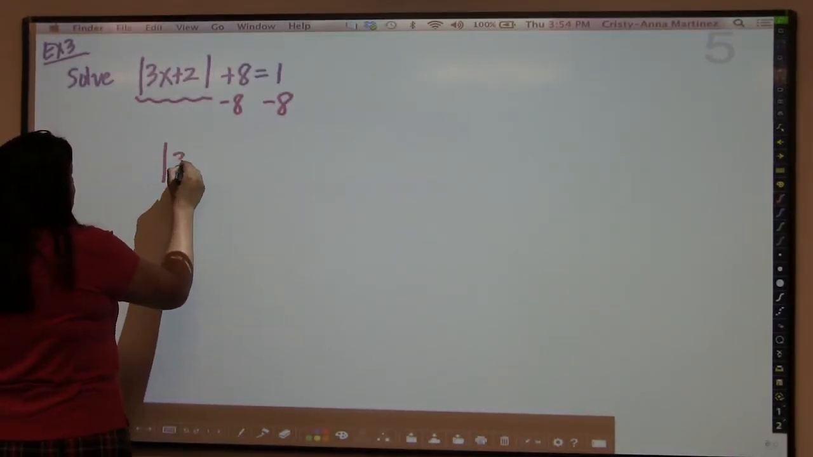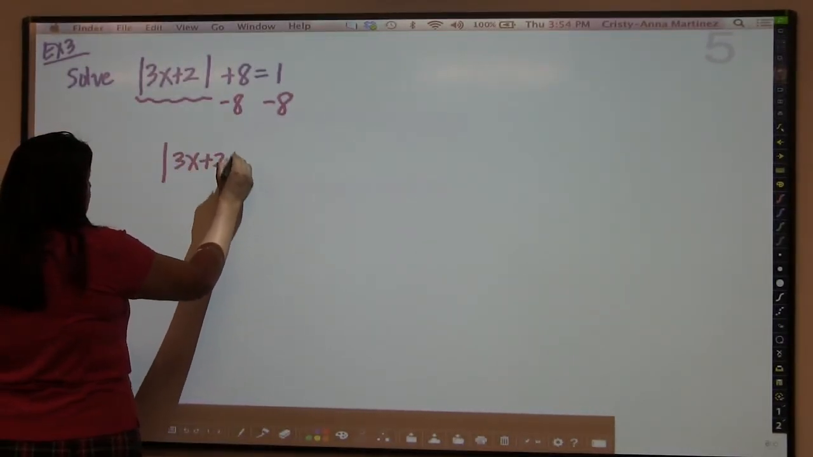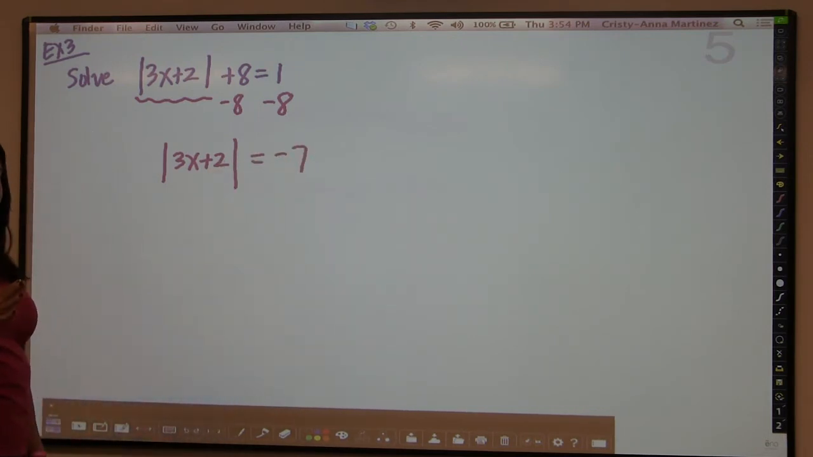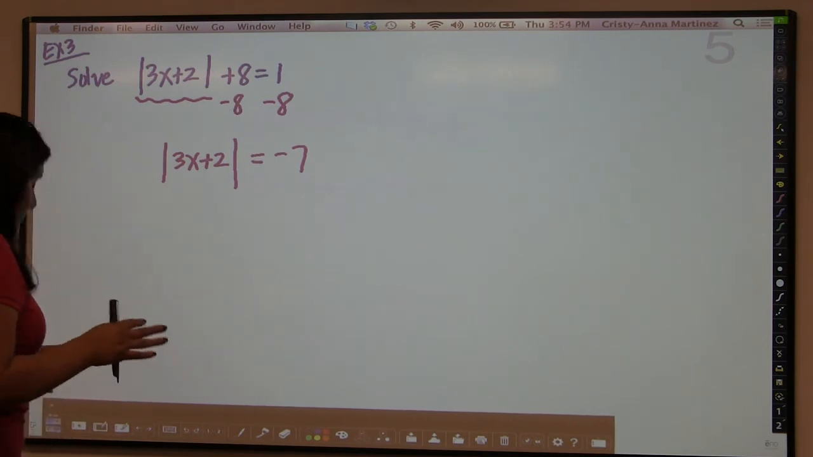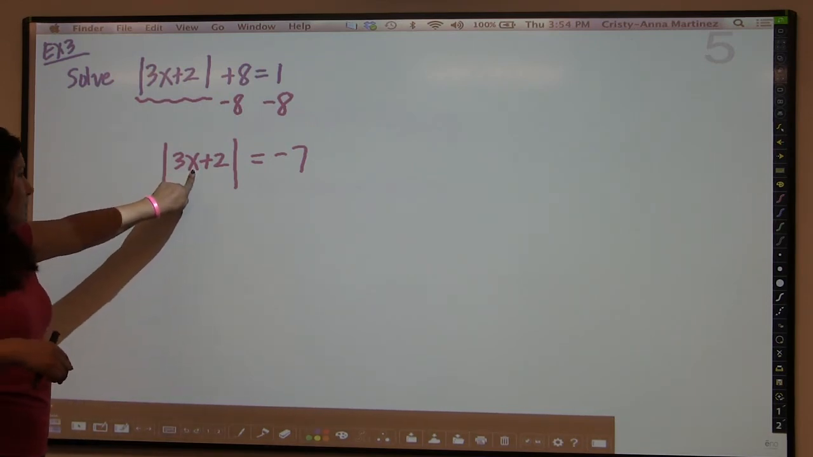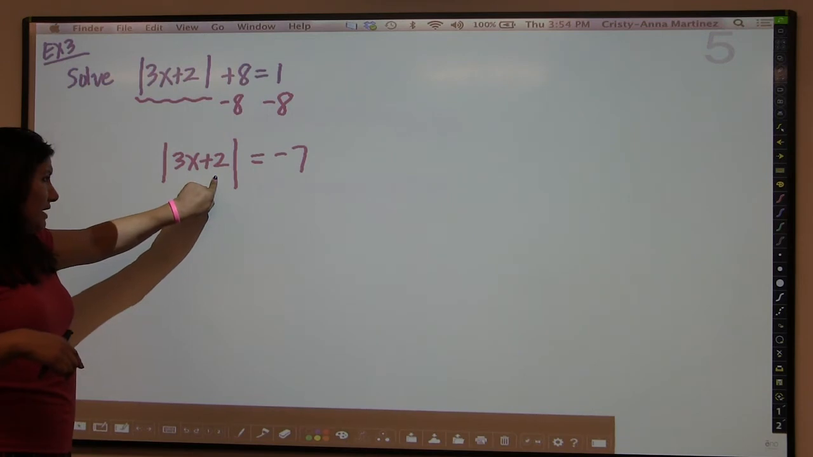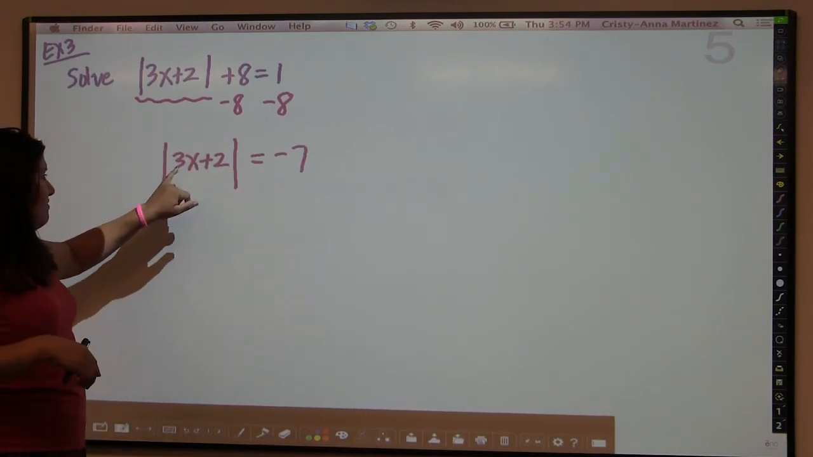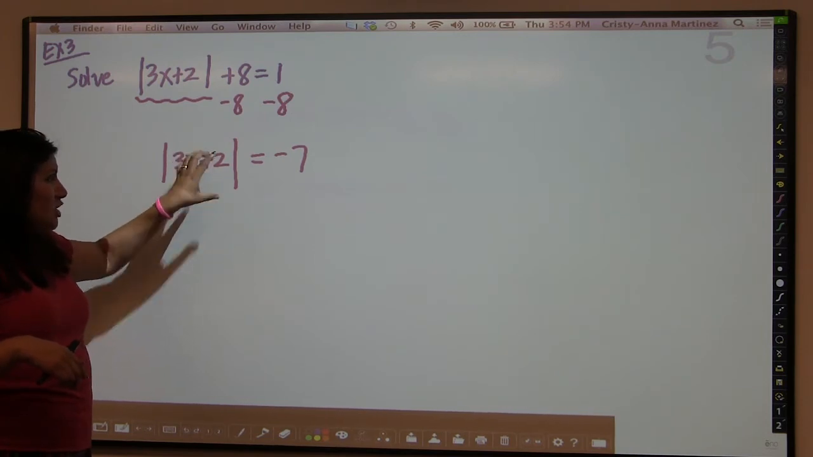So then that leaves us with 3x plus 2 in the absolute value bars equals -7, and now it's by itself. At this point, this problem becomes kind of null and void. And the reason why is we said earlier that we already know that we are looking for a number x that when I times it by 3 and add 2 to it is going to equal -7. The absolute value of 3 times x plus 2 is supposed to equal -7.